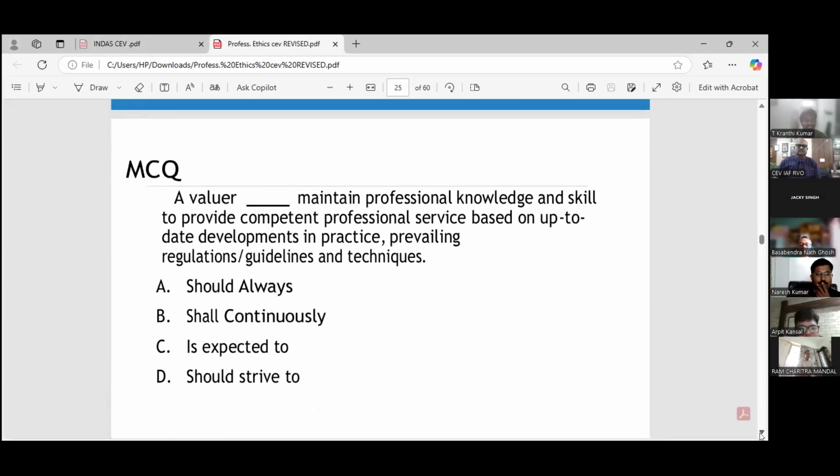A valuer shall continuously maintain professional knowledge and skill to provide competent professional service based on up-to-date developments in practice.